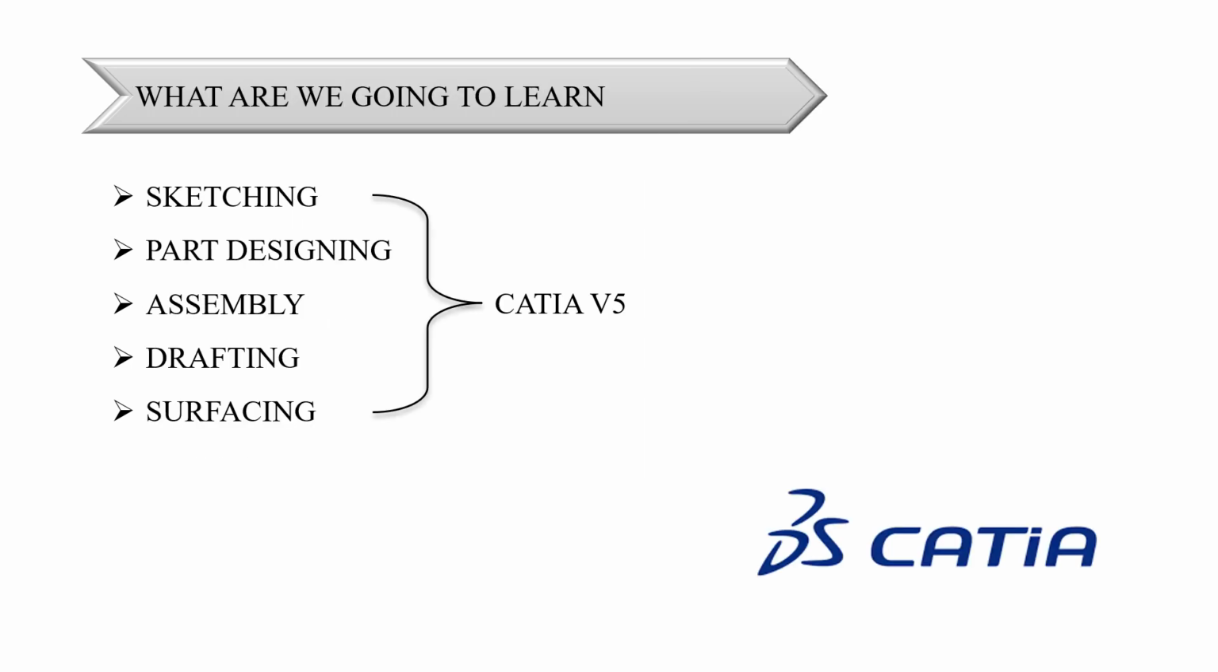So what are we going to learn? We are going to learn about CATIA version 5 software. It is a high-end CAD software which is used in various industries such as automobile industry and aerospace industry.